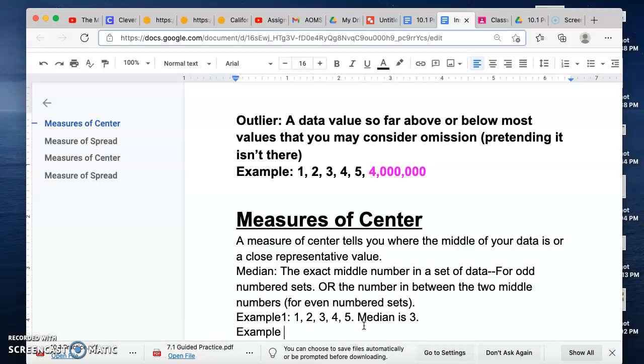Now for example 2, let's say I've got 1, 2, 3, 4, 5, and 6. What's my median? Well, it's not 3 because 3 has 2 numbers below it and 3 numbers above it. It's not 4 because 4 has 2 numbers above it and 3 numbers below it. It's right between 3 and 4. I've got to say it's 3.5 because that's what would be right between those two middle numbers.